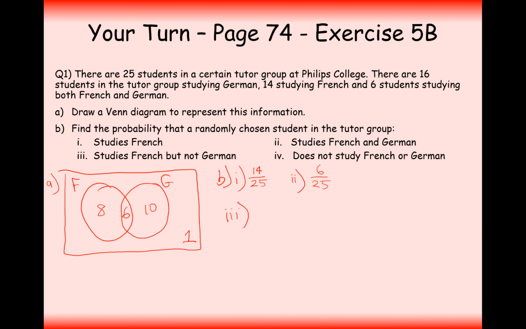Part III, studies French but not German. That would be these 8 people here. 8 people here are in the French Venn diagram circle, but they don't overlap into the German part. So it's just 8 out of 25. And part IV is do not study French or German. That's just one lonely person out here who maybe joined the school late and doesn't need to study French or German. Alright then, there we are. So that's your answer to this question here.